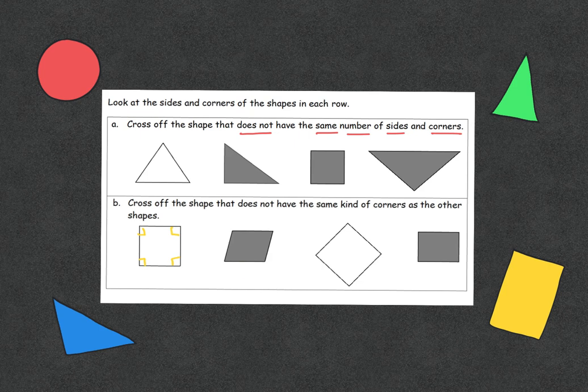Let's look at the rest of our shapes. Can you make square corners in the other shapes? Is this a square corner? No, that is not a square corner.